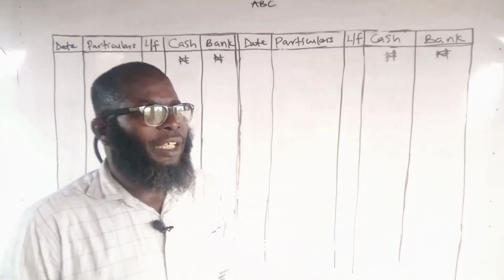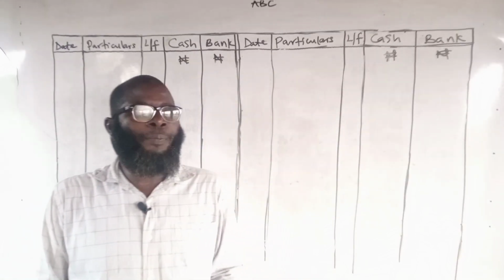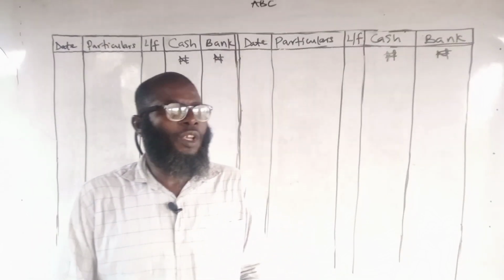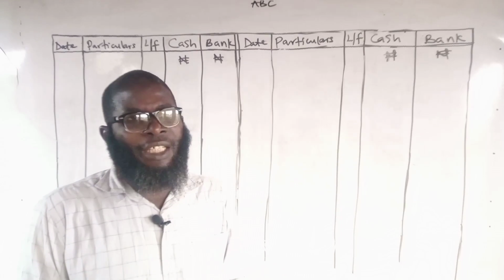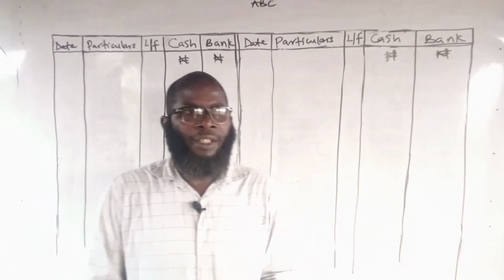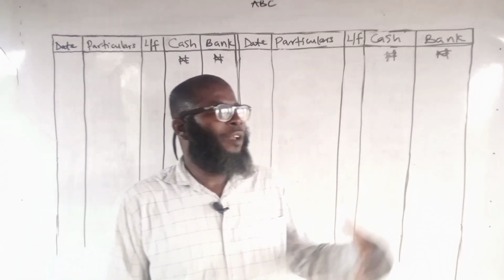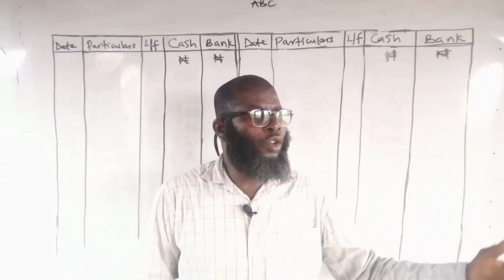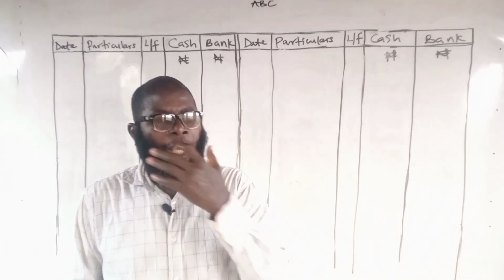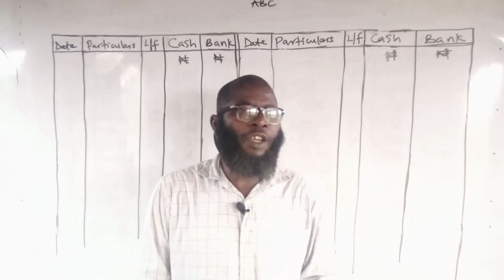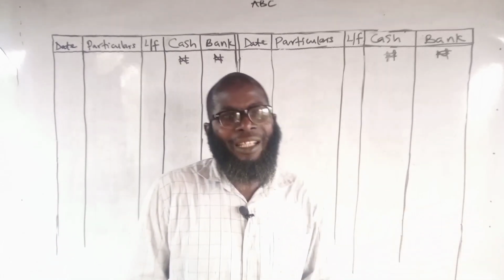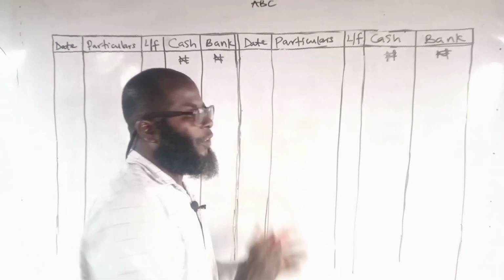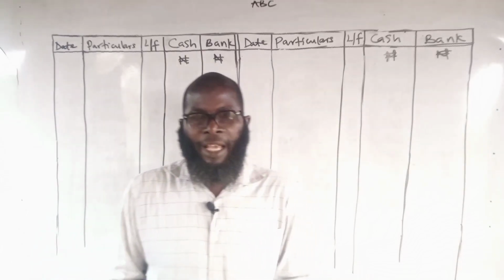Bank overdraft is a case whereby a businessman or a business owner withdraws more than what he has in his account balance. Take for instance, you have 20,000 naira in your bank account and you withdrew more than 20,000 naira, meaning that you are still owing the bank. As a result, we are going to prepare such an account for this particular tutorial.